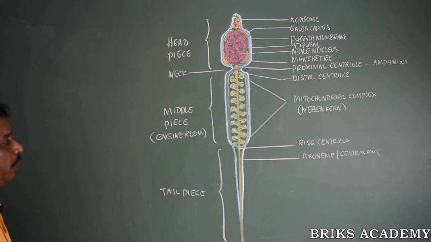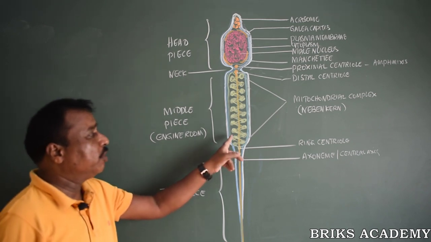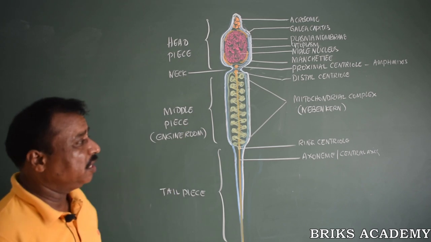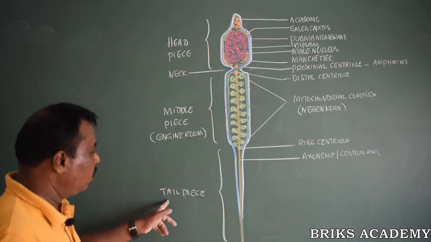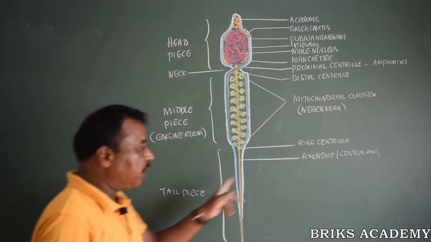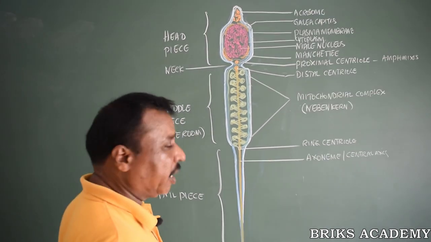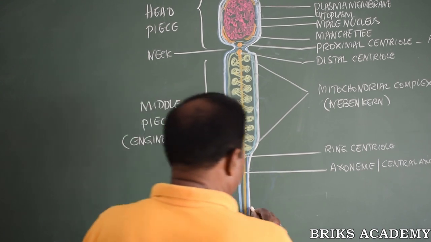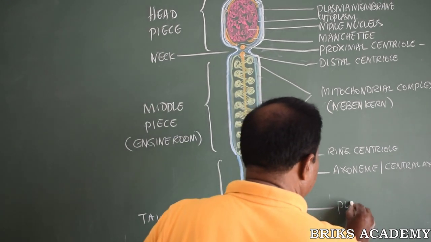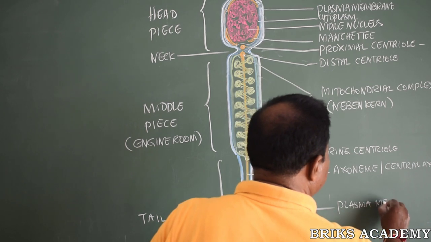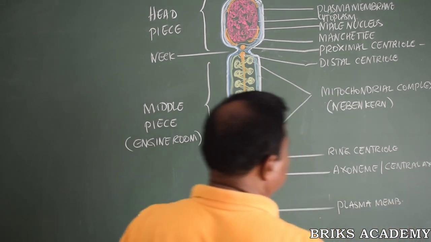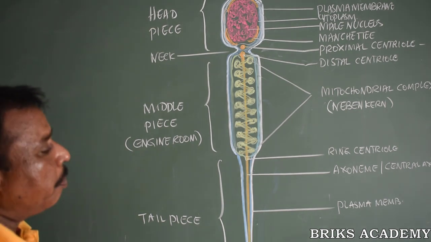So that is about the middle piece, and it generates energy for the motility of the sperm since it contains mitochondria. The longest part of the sperm is called the tail piece, and this consists of the central axoneme, or central axis, surrounded by the plasma membrane. So this is again a continuation of the headpiece's plasma membrane. The entire sperm is covered by the plasma membrane.